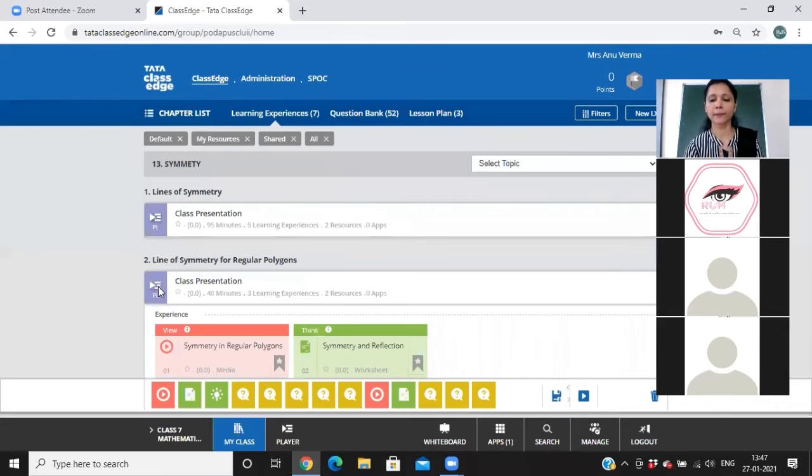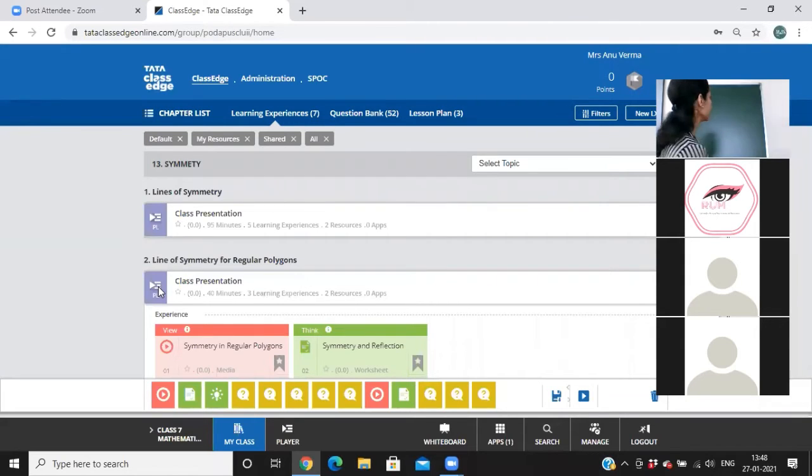Ma'am, it is a five-sided closed figure which consists of sides which are all equal. Okay, no, that is not a polygon. A polygon is a closed figure made up of line segments. And what is a regular polygon?